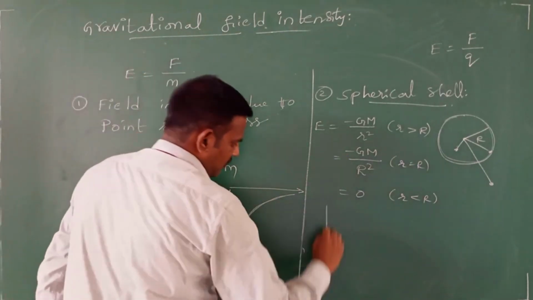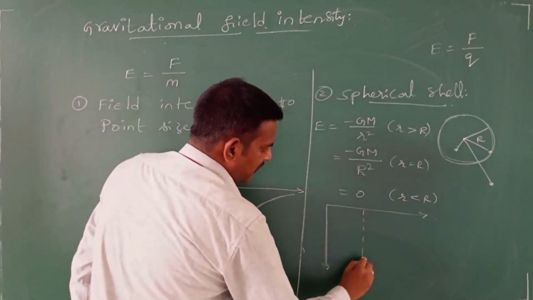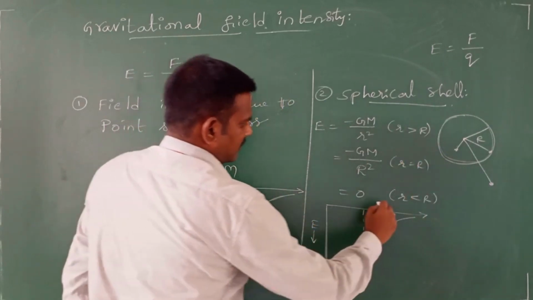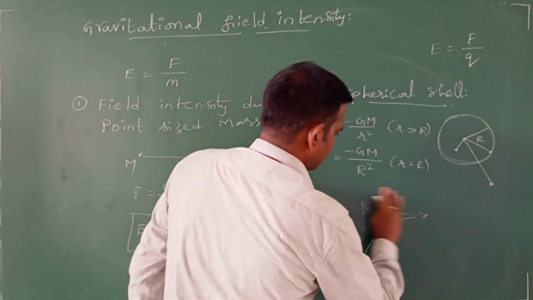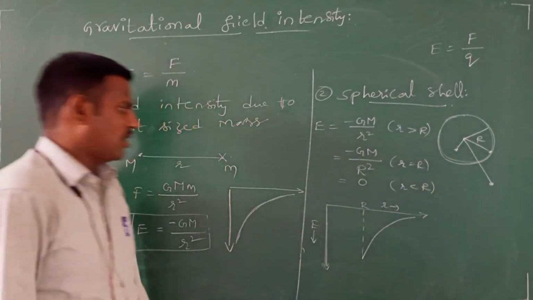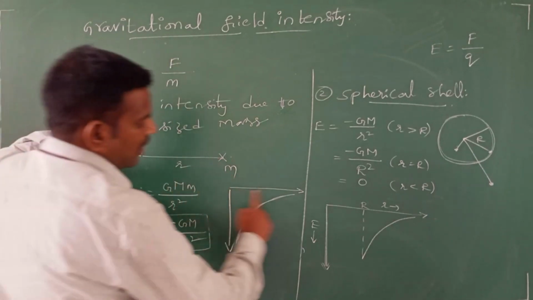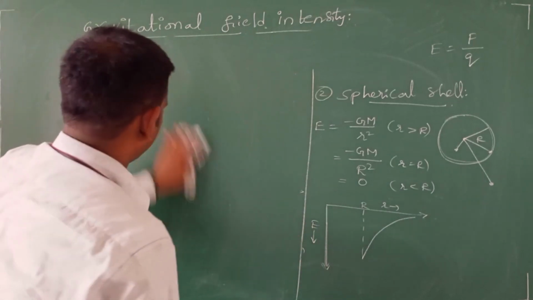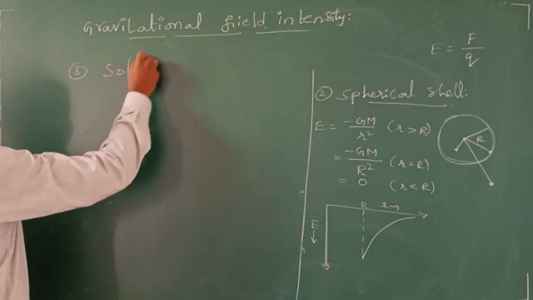For this one, we will have the plot like this. Upon the surface, we will have the field intensity, then it decreases like this. Now this will be the graph for it. This is the graph for E versus r. This is the radius R. And the next one, the field intensity due to the solid sphere. Remember, these graphs are very, very important. So the next one, due to the solid sphere.